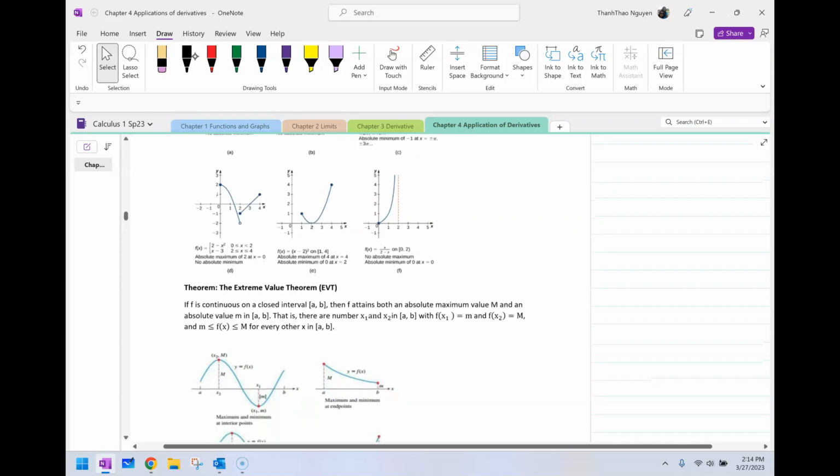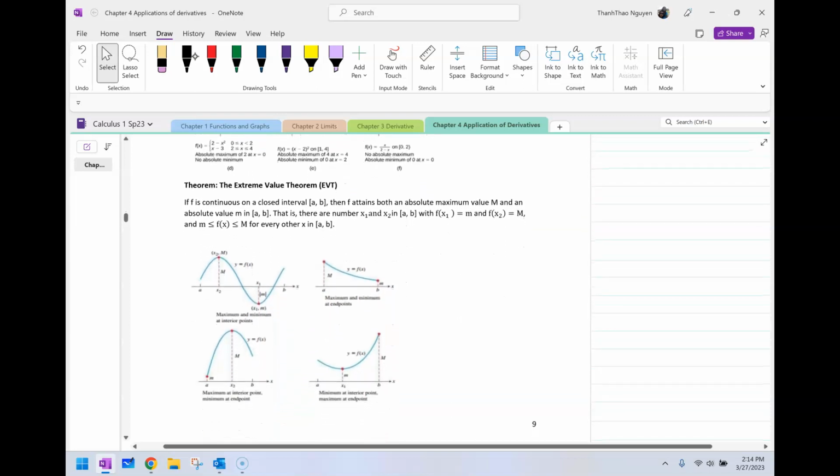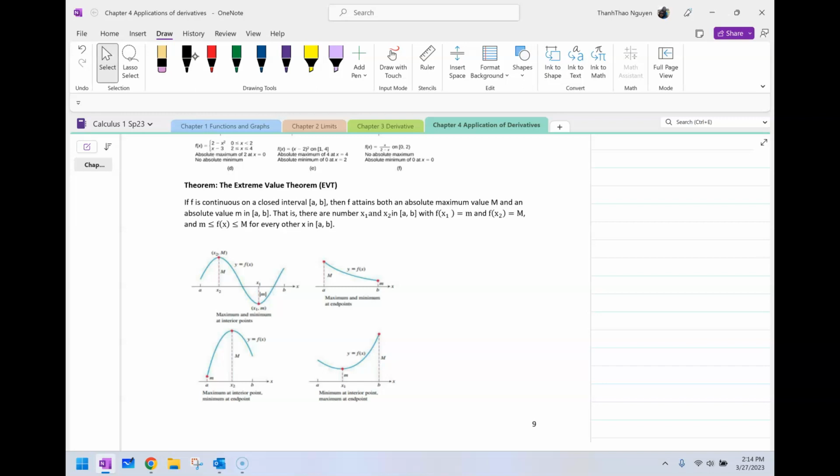Let's talk about the extreme value theorem. If f is continuous on a closed interval [a, b], then f attains both an absolute maximum, capital M, and an absolute minimum, small m, in [a, b]. That is, there are numbers x1 and x2 in [a, b] with f of x1 equals small m and f of x2 equals capital M, and m is less than or equal to f of x, which is less than or equal to capital M, for every other x in [a, b].